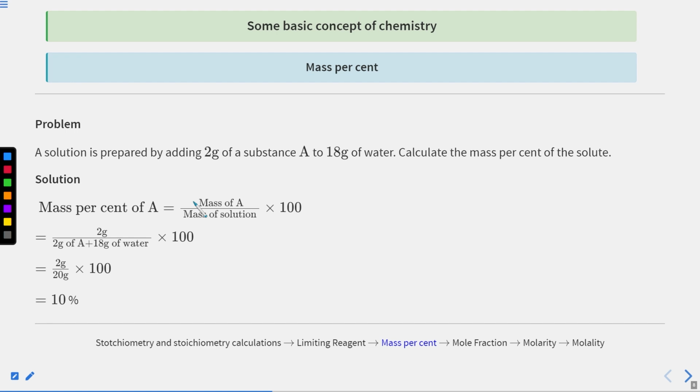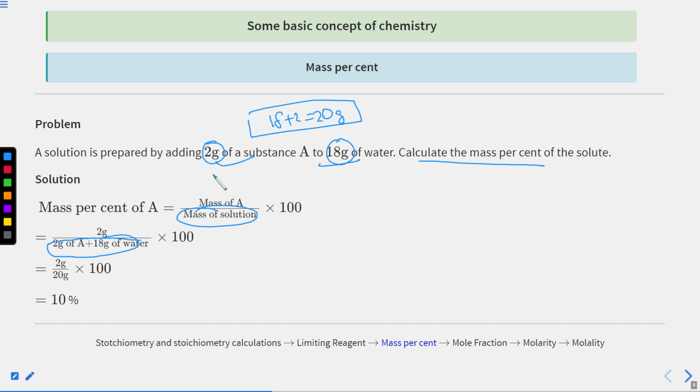Let us start with the mass percent. Instead of seeing the theory, let us do a question. The question says that a solution is prepared by adding 2 gram of substance to 18 gram of water. Calculate the mass percent. If you are adding 2 gram and 18 gram, then according to the law of conservation of mass, the total mass would be 18 plus 2, that is 20 gram. See how important the law of conservation of mass is here. It is a direct application. Therefore, the total mass of solution would be this much.